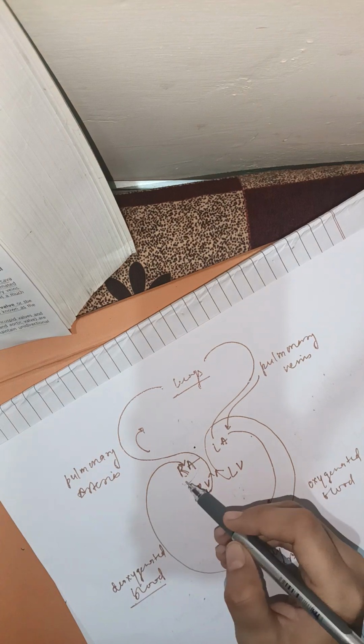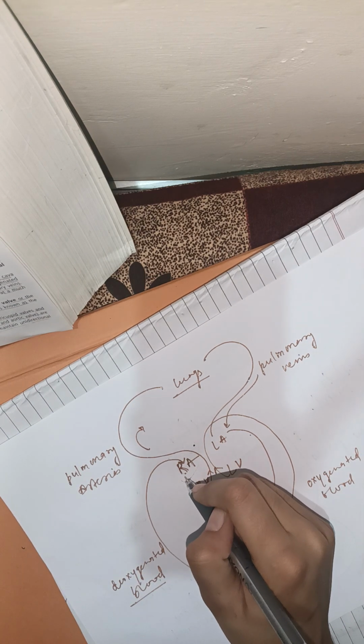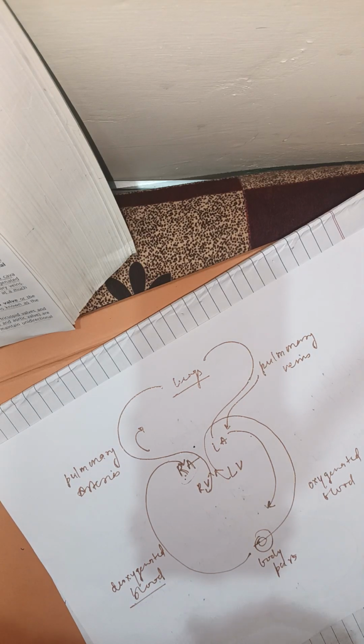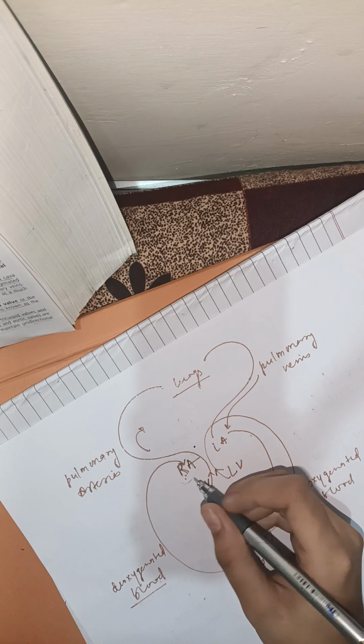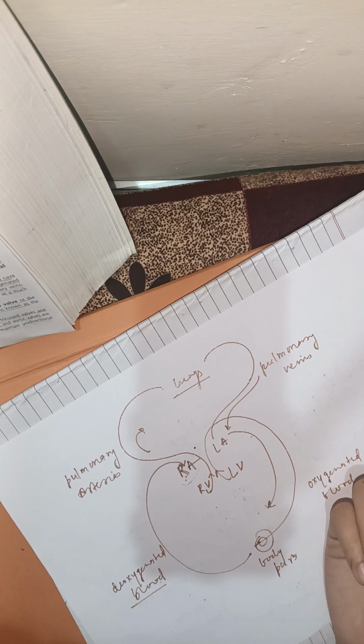Superior vena cava, right atrium consists of superior vena cava and the inferior vena cava. Okay, superior vena cava brings deoxygenated blood from the head and upper region of the body, right? And the inferior brings from the lower region of the body.